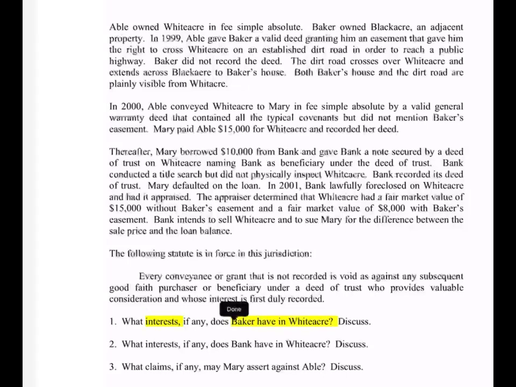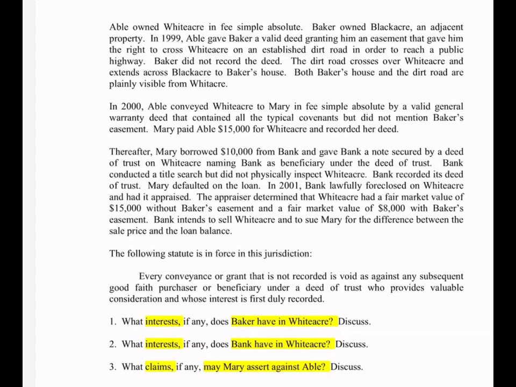What interests, if any, does Baker have in Whiteacre? If you were on the bar, that would have told you immediately that this is property. Second call, what interests, if any, does Bank have in Whiteacre? And the third call, what claims, if any, may Mary assert against Abel? So we've got Baker, Bank, and Mary and Abel. All right, this is going to be a racehorse, and we'll see what subjects are involved.